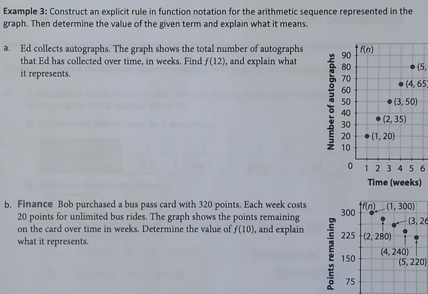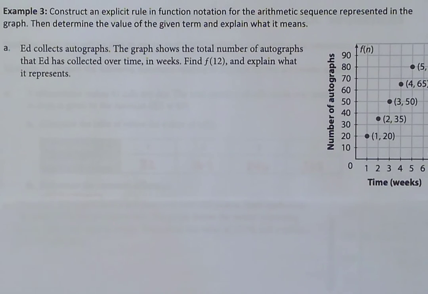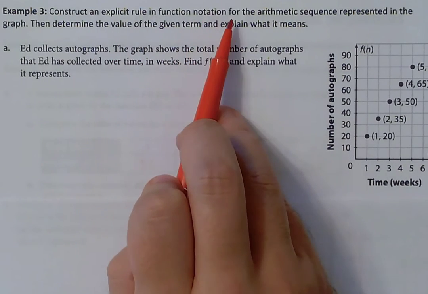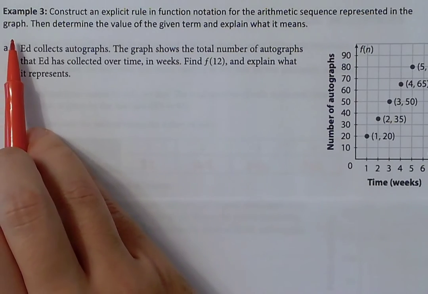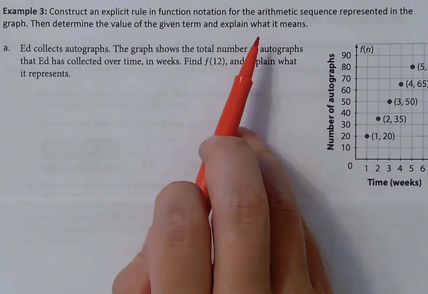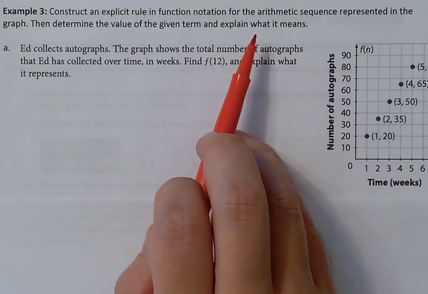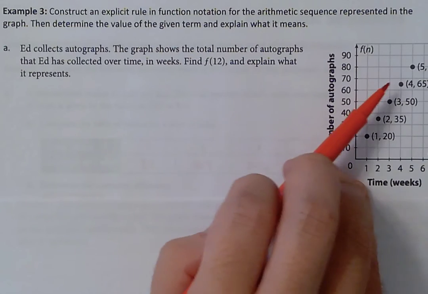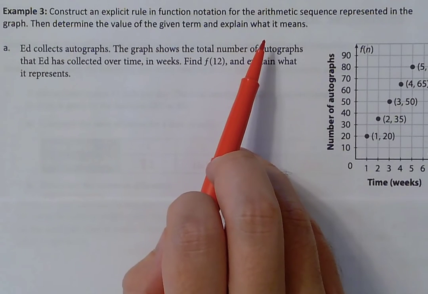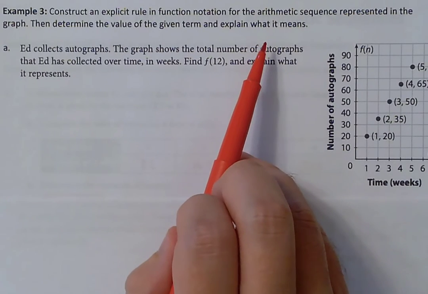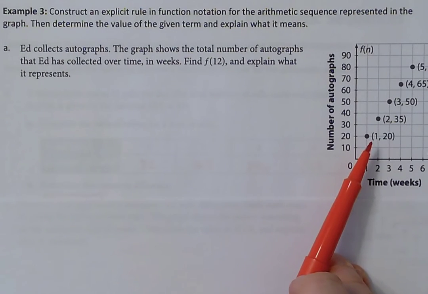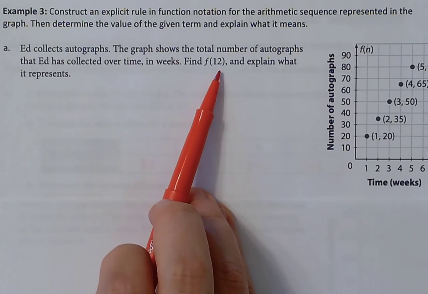All right, for example 3, they want us to go through and construct an explicit rule in function notation for the arithmetic sequence represented in the graph, then determine the value of the given term and explain what it means. So we're doing the same thing we did in example 2, it's just instead of having a table, we are given a graph. So we're going to write an explicit rule, and then with that explicit rule, we're going to figure out the 12th term.